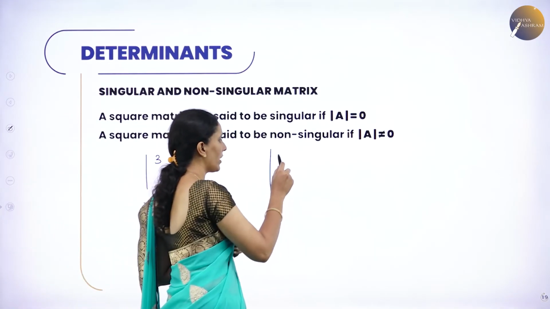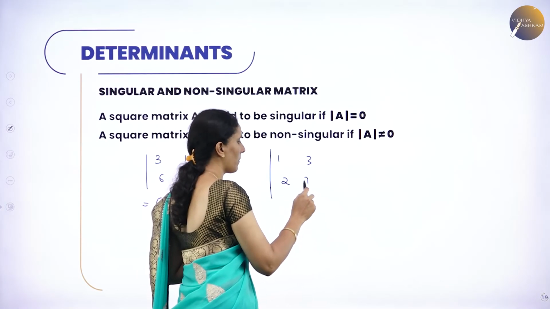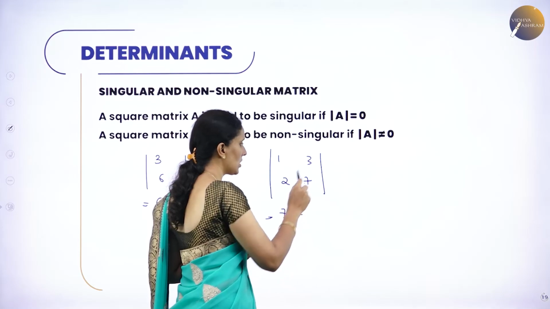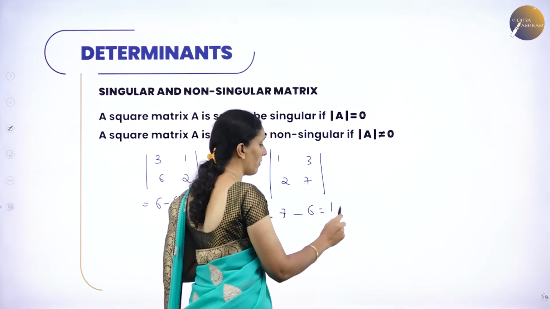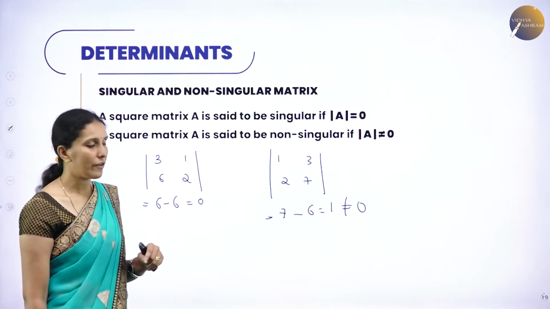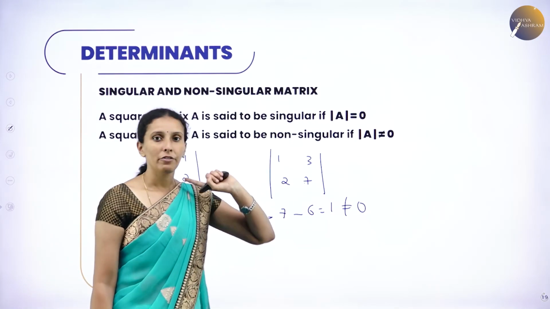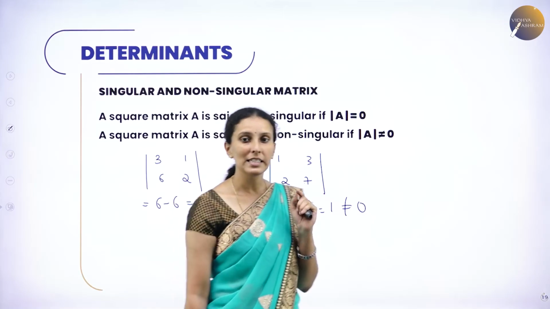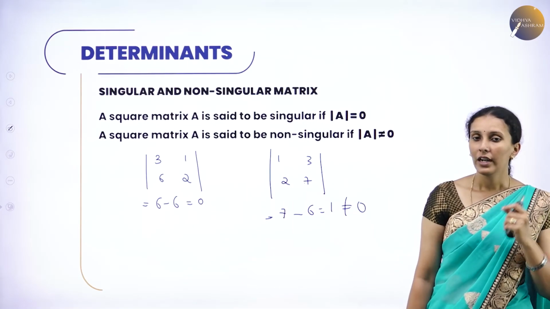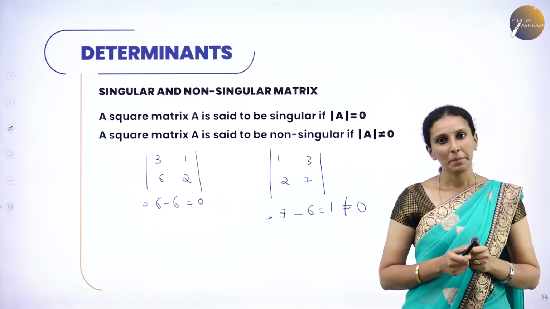Let me take one more example. 1, 3, 2, 7. So what is this? 1 7s are 7 minus 3 2s are 6. So this is equal to 1. So the value is not equal to 0. So this is a non-singular matrix. Thus, when the determinant value is 0, it is called a singular matrix. And when the determinant value is not equal to 0, it is called a non-singular matrix.